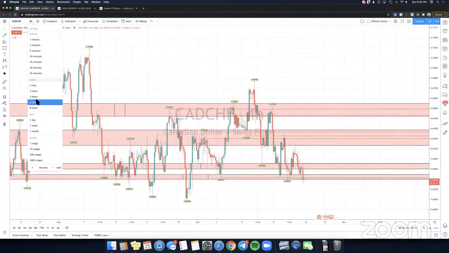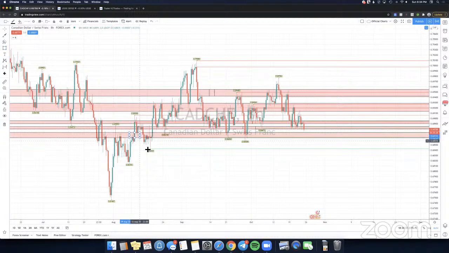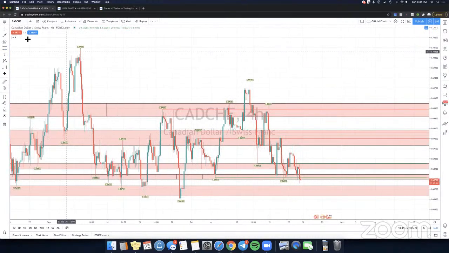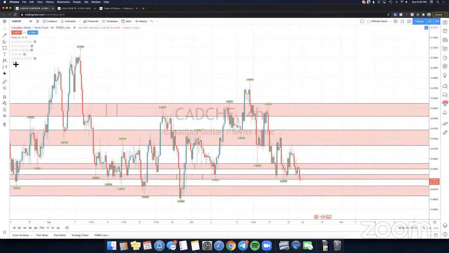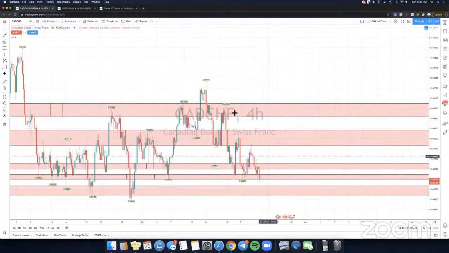I'm going to pull up the 8-hour. All right, cool. So we got everything lined up right there. Hide the indicator. All right, the lower zone right here is going to be 0.68732, and this upper zone right here is going to be 0.68798. So that's for CAD CHF. All done with this. I'm going to move on to the next one.